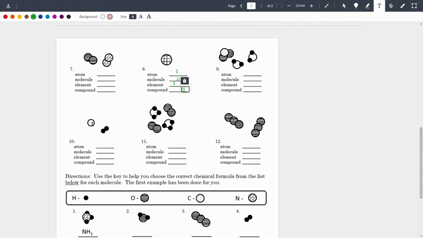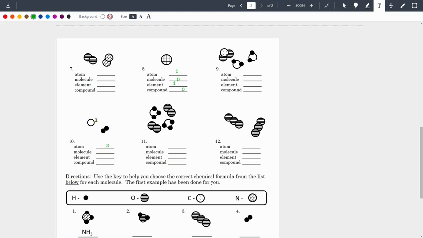Let's do 10 and then 12. How many atoms? So how many total circles? There are 3. The molecule. Is there a molecule? Well, this is 2 atoms bonded together, so this would be 1 molecule. This is not bound, so it's not going to count as a molecule. So we've got 1 molecule.